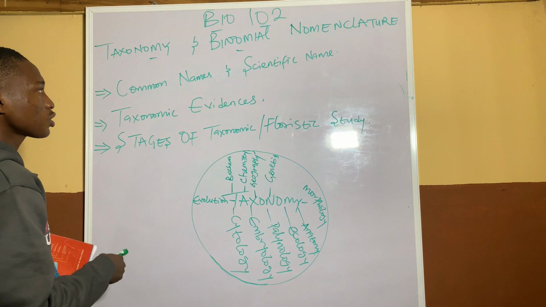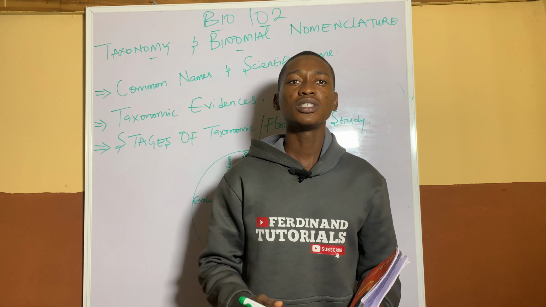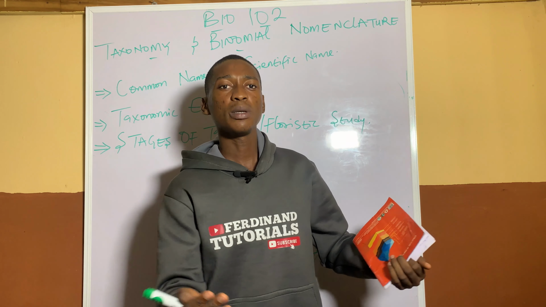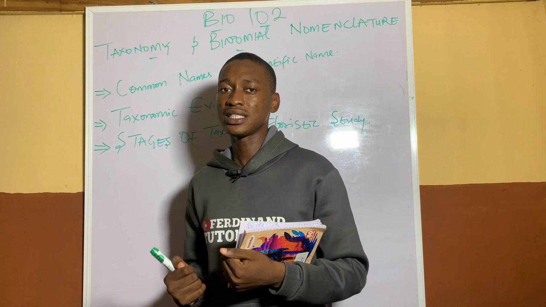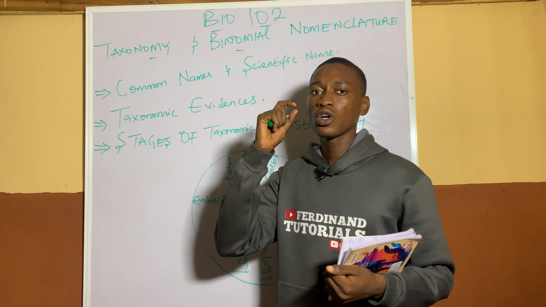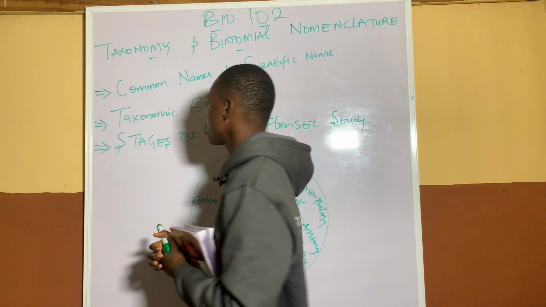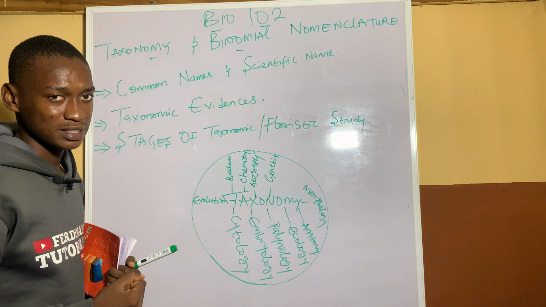Now, when we are talking about common and scientific name, what do you understand by common and scientific name? Remember that a common name simply means a name that the layman knows the plant as, and a scientific name is the name that was given to a plant. The understanding of the common and scientific name helps us to group and classify plants.